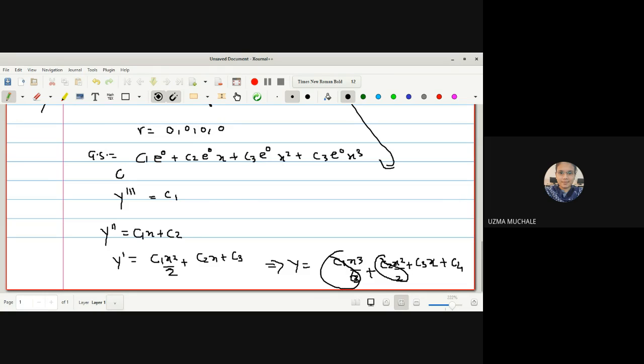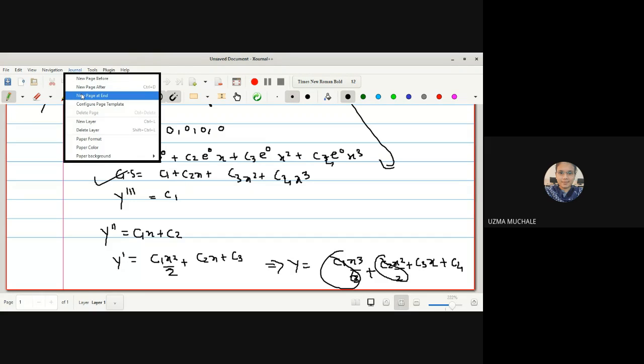So you can see the general solution which we have obtained is c1 plus c2x plus c3x square plus c4 x cube. Okay, both are the same, only the change is that we have obtained this by direct integration, and the other general solution we have written with the help of a formula, that is in the e raised to x format. So the general solution which we have obtained is the required solution for our given differential equation. Okay. Yes.